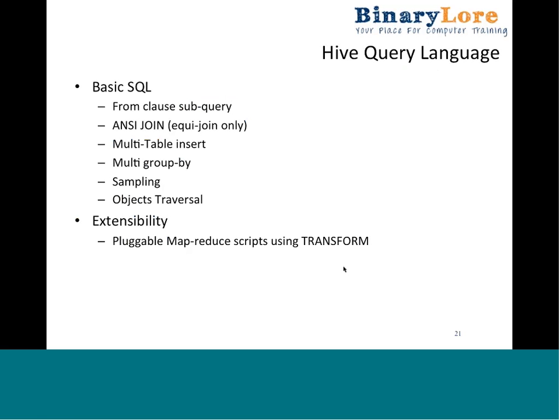Hive queries are basic SQL: from clause, subquery, ANSI join, multi-table insert, multi group by, sampling, object traversal. Extensibility: you can use pluggable MapReduce scripts, map or reduce, using this function called transform. So using the transform function, you can plug in your own map or reduce function into the whole thing. So Hive is pretty extensible in that sense. You see the power it brings to the table. The only disadvantage is if you have a multi-table join which results in multiple passes over the same data, it can be a killer. That can kill your queries.